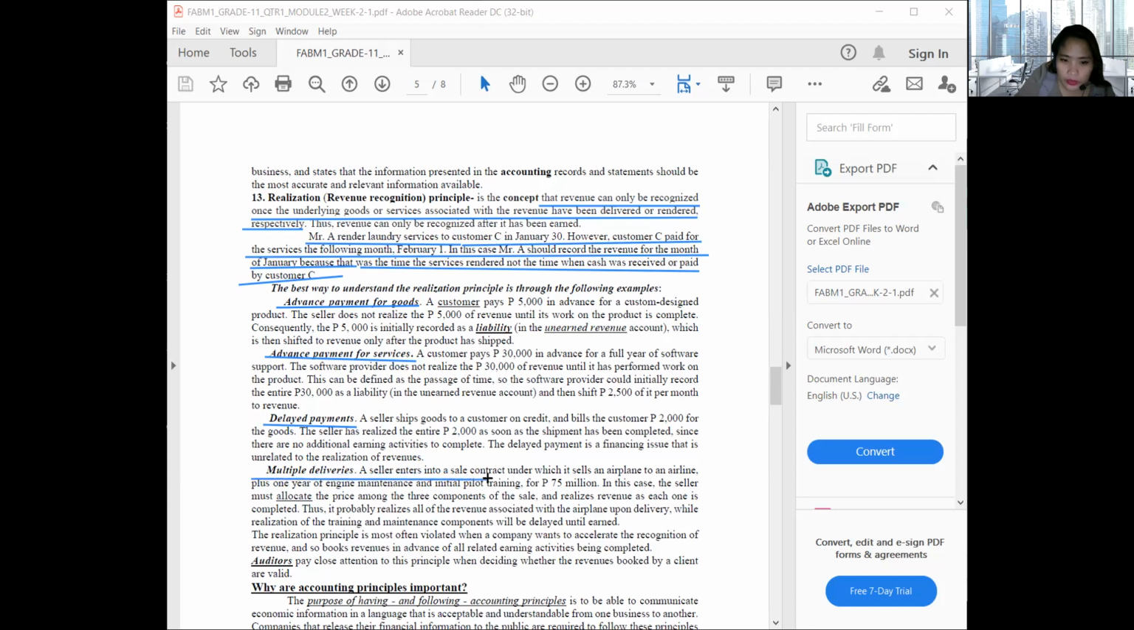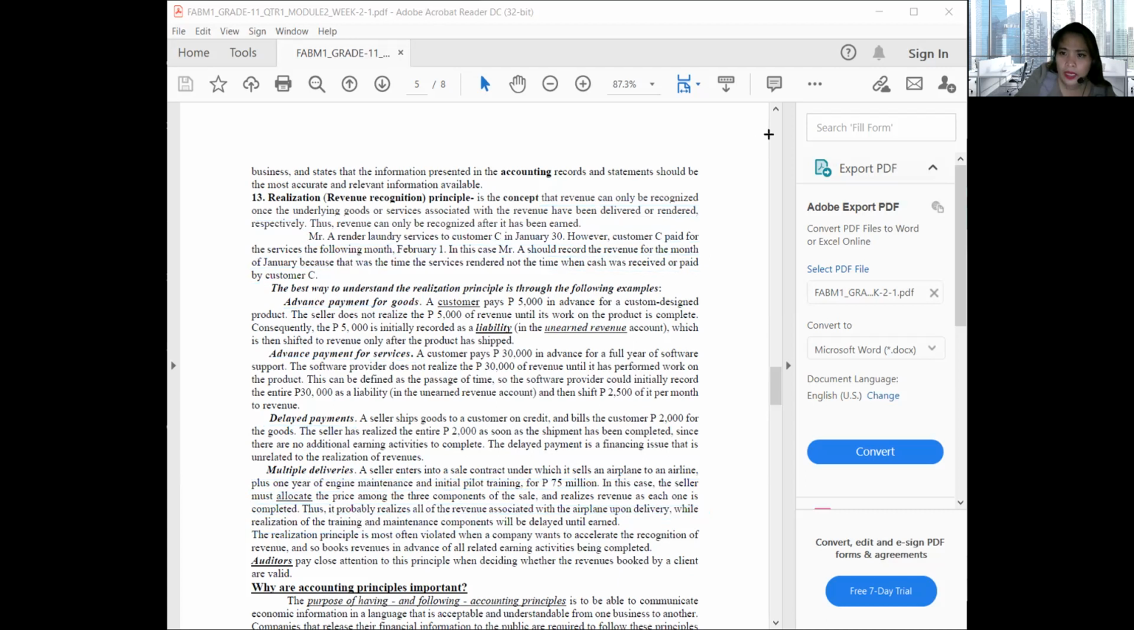Right? Yeah. Multiple deliveries. A seller enters into a sale contract under which it sells an airplane to an airline plus 1 year of engine maintenance and initial pilot training for 75 million. In this case, the seller must allocate the price among 3 components of the sale and realizes revenue as each one is completed. Thus, it probably realizes all of the revenue associated with the airplane upon delivery, while the realization of the training and maintenance components will be delayed until earned. Okay? So ito, hindi lang talaga siya eroplano, marami pa.